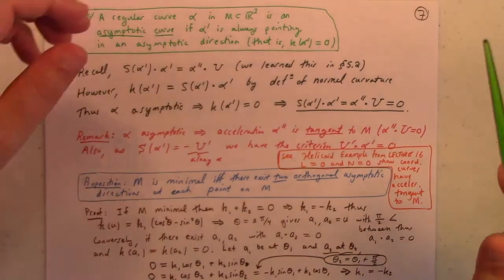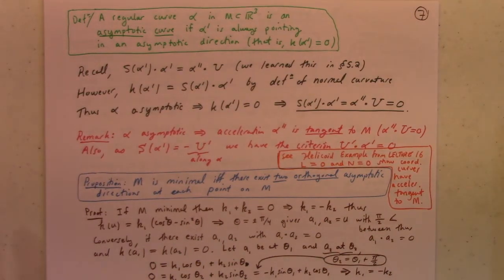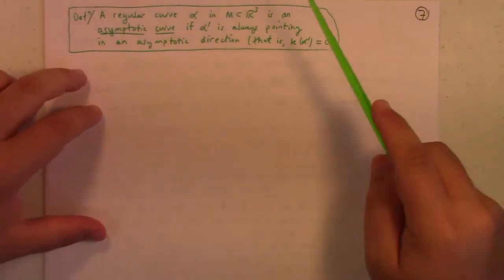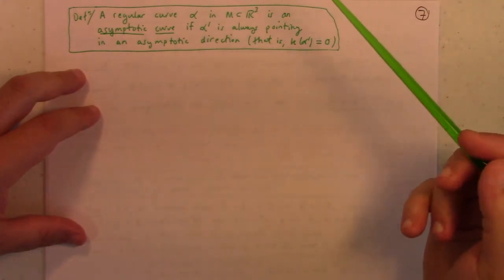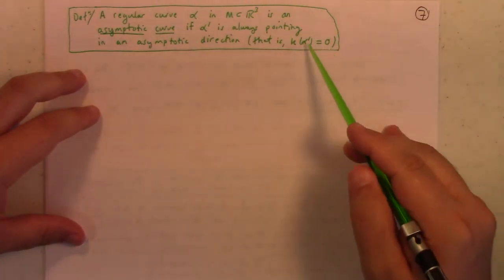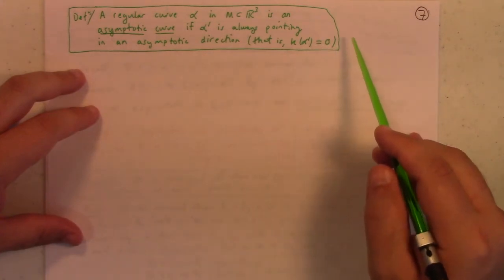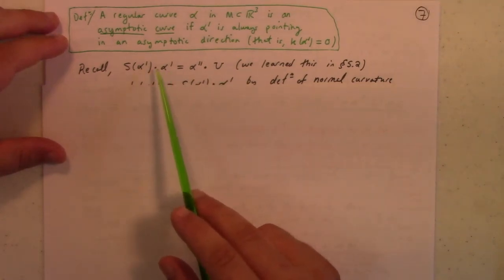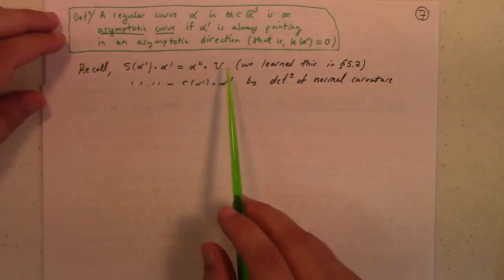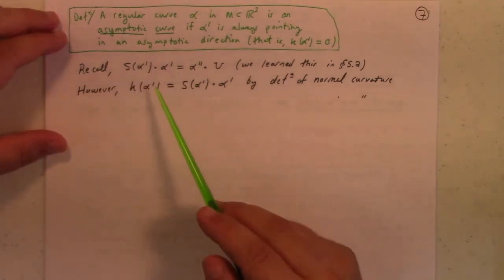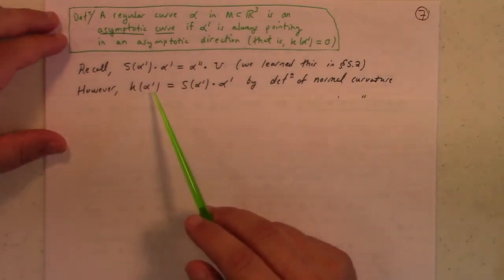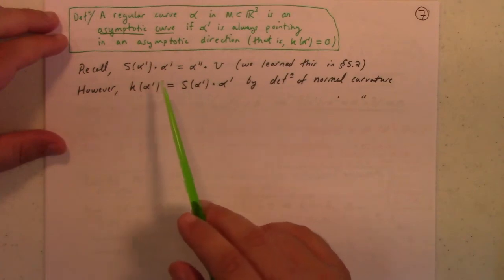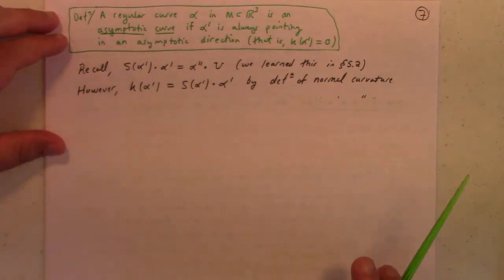All right. So, of course, I should define it carefully. A regular curve which is always pointing in an asymptotic direction is called an asymptotic curve. That just means that the normal curvature in the direction of the velocity is zero along the whole curve. So there are some simple things you can calculate, like the shape operator in the direction of velocity, dot velocity, is acceleration dot the unit normal. But on the other hand, we have the definition that the normal curvature k of the velocity is s of alpha prime dot alpha prime. Now that assumes, I think, that alpha is unit speed.